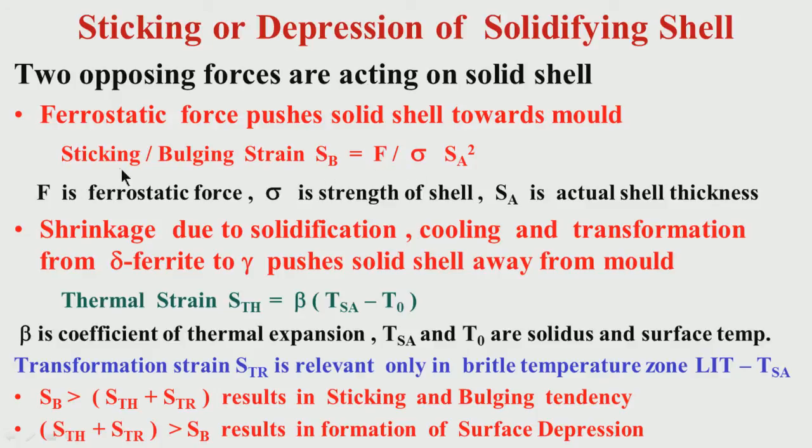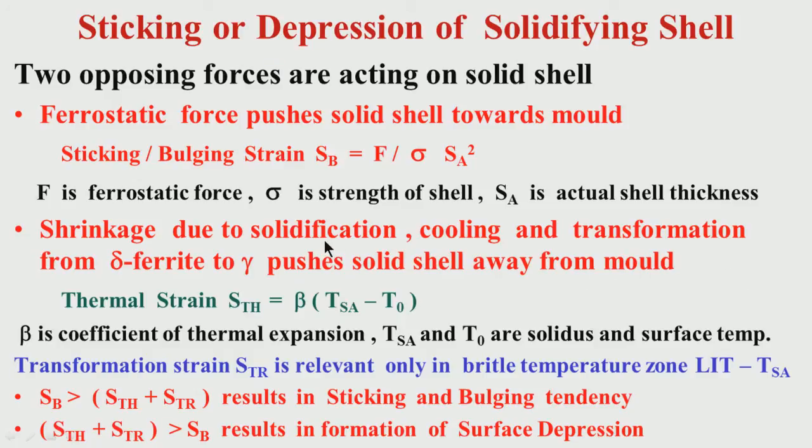sticking or bulging strain. Why is it called sticking? The solid shell will try to come towards the mold. So, there is a tendency for the shell to stick to the mold wall. So, here the role of the thickness of the casting powder, or the mold powder or the mold slag which is formed from the powder, is very important. So, that has to resist this, otherwise the shell will try to stick to the mold. So, this is one force.